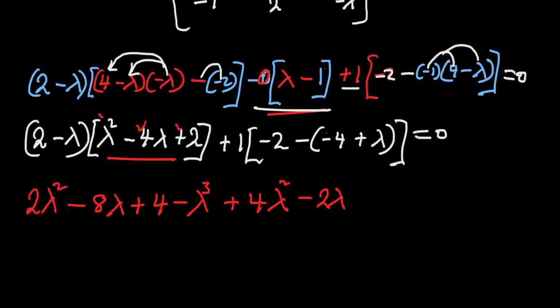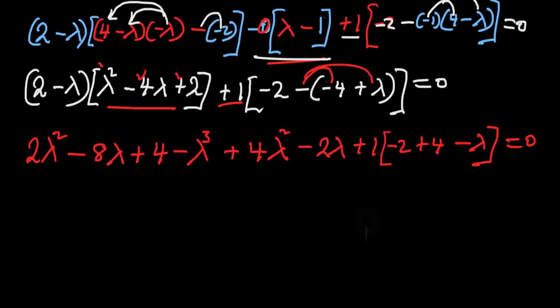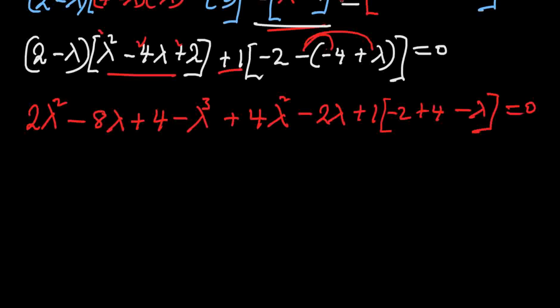All right. Over here, we still have plus 1. This is plus 1, and open a bracket. This is negative 2. So this negative sign, distribute it into this, will give us plus 4. This negative sign, distribute it into this, will give us negative lambda. And this will be equal to 0. All right, let's combine like terms.